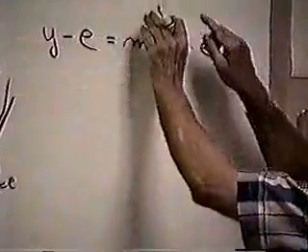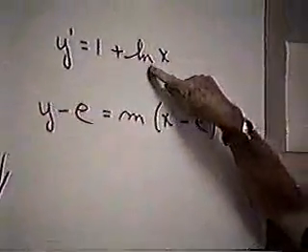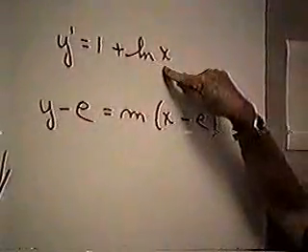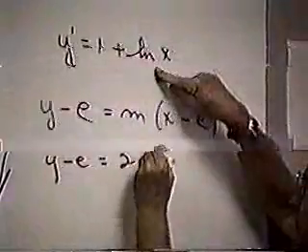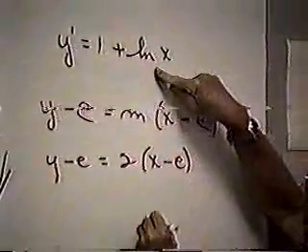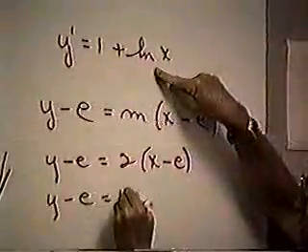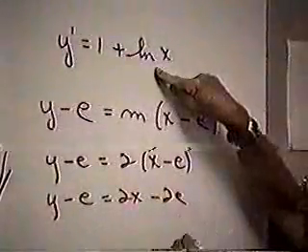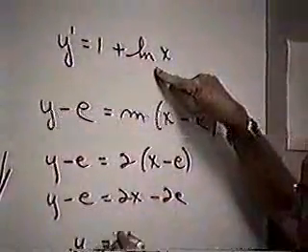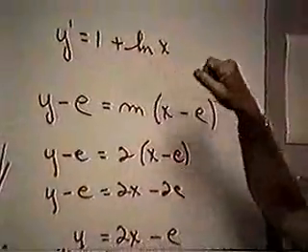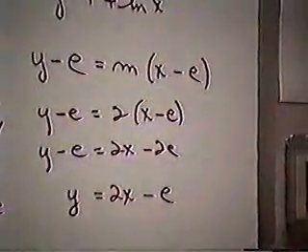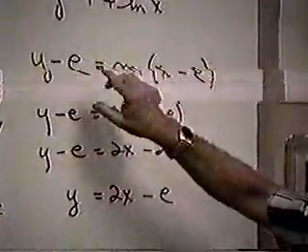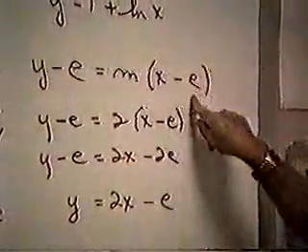Now what's the slope? Slope is the first derivative. So if I put an e in there, we get what? The log of e is 1. So we have y minus e is equal to 2 times x minus e. So y minus e is equal to 2x minus 2e. So y is equal to 2x minus e. All right, what this one's showing is this comes from the first derivative, this comes from the original equation, this comes from being given.